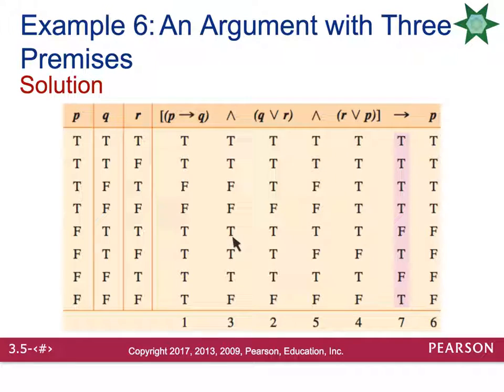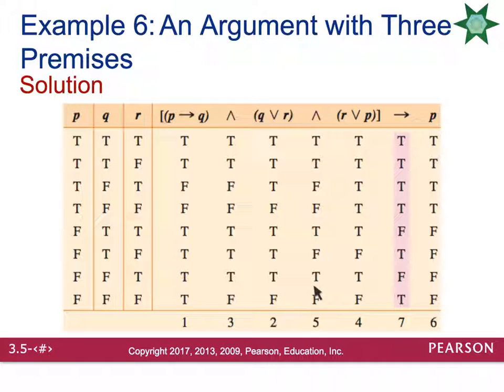Remember, we need two truths. True and true gives us true. True and false gives us false. True and true gives us true. And then false and false gives us false. So now we've done all of these. This is the final and there. We're putting all those ands together.